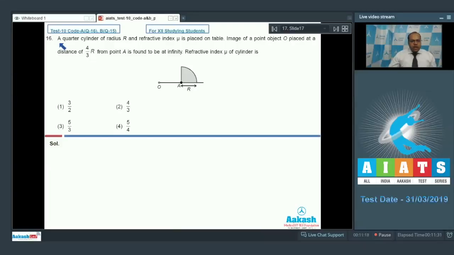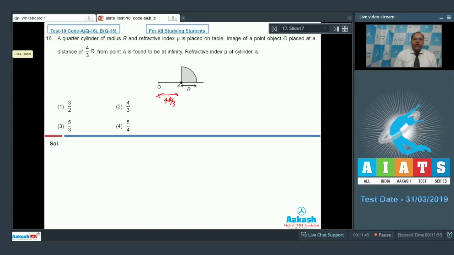Question number 16: a quarter cylinder of radius r and refractive index mu is placed on a table. The image of a point object O placed at a distance 4r by 3 from point A is found to be at infinity. The refractive index mu of the cylinder is? So in the given situation, the object is at a distance 4r by 3.